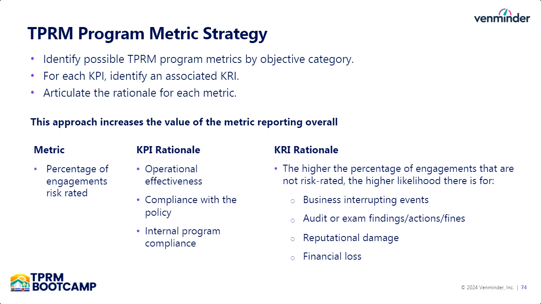As a KPI, it shows that I'm operating effectively, I'm complying with my policy, and that there's internal program compliance. But as a KRI, I know that if this number gets high, it means I increase my number of business interrupting events, the likelihood of audit or exam findings, reputational damage, and financial loss. So for every metric, think about it in terms of, is this better used as a KPI, KRI, or both?